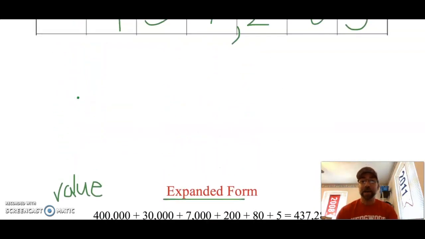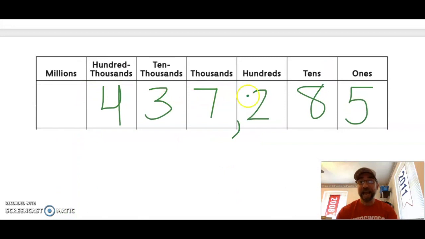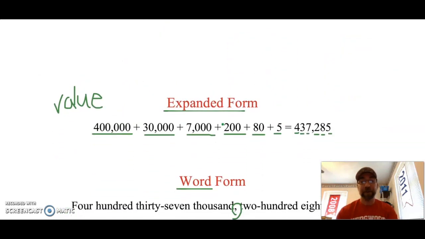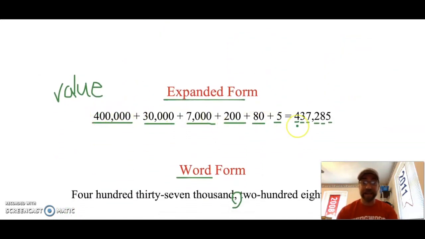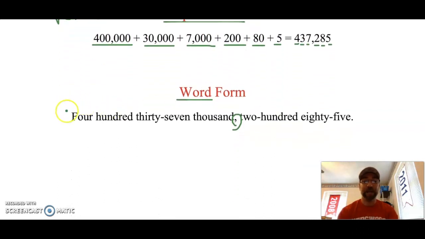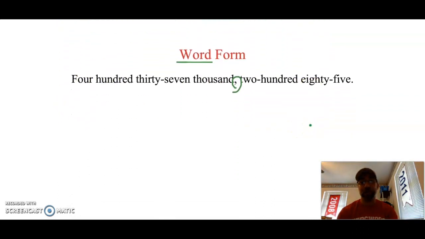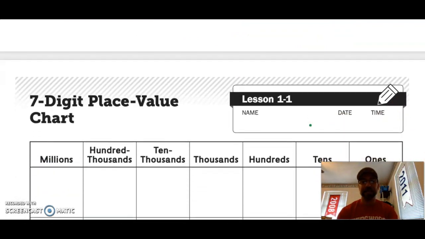So we can take a number and write it in standard form. We can write it in expanded form. And we can write it in word form. Now let's practice writing some more numbers.